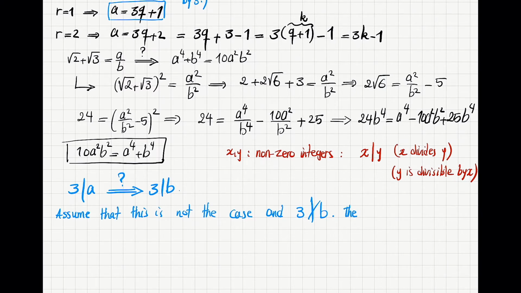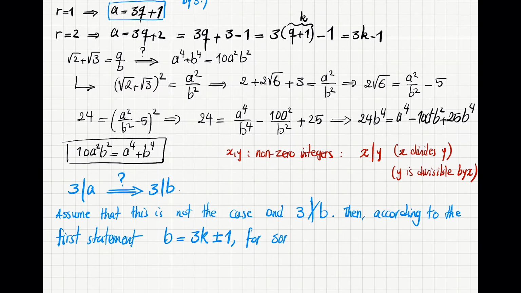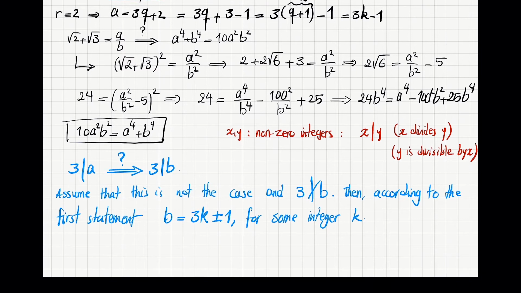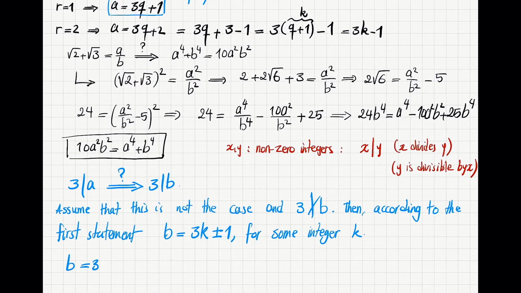Then, according to the first statement, we know that B is equal to 3k plus or minus 1 for some integer k. Yes? Okay, this means that B is 3 times k plus or minus 1. So this means that B is congruent to plus or minus 1 modulo 3.